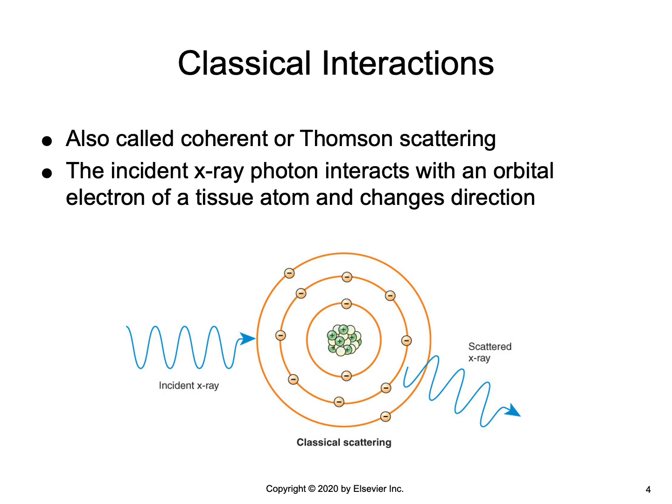The first one is classical interactions, and it's also commonly known as coherent scattering or Thomson scattering. In this scattering event, the incident X-ray photon will interact with the orbital electron of a tissue atom, and it changes its direction. In this interaction, the incident X-ray photon is of a rather low energy. It's going to be less than 10 keV. When such low energy incident photons interact with the tissue atoms, they are not likely to ionize, which means removing orbital electrons from their shell.